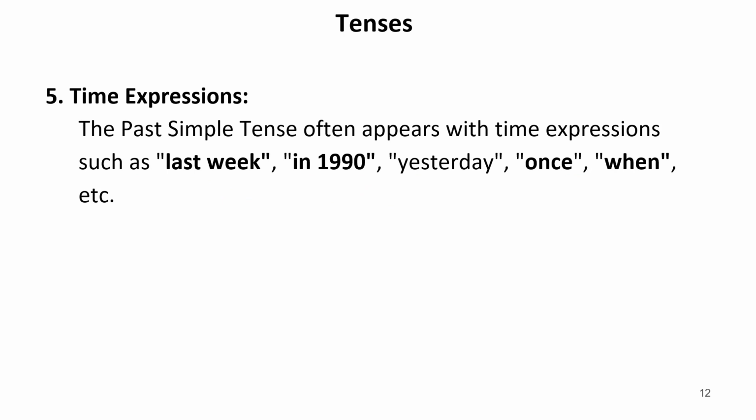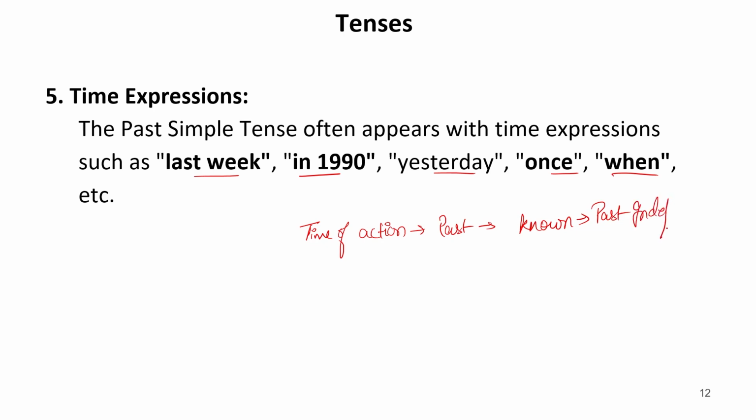Now, with time expressions of past, like last week, 1990, yesterday, once, when, etc. In these cases as well, it should be written in past indefinite tense. So, as I have already told you, when the time of action is in past and it is known, it should be written in past indefinite tense or simple past tense.